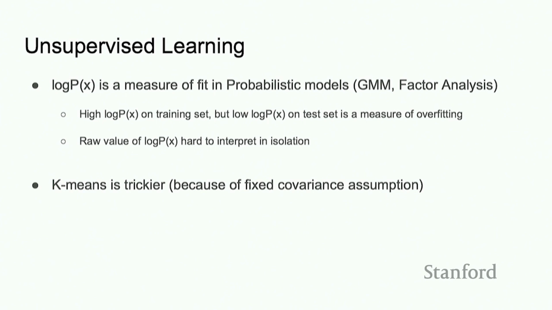However, k-means is a little tricky. K-means does not have a good probabilistic interpretation, and it also uses fixed covariances. So with k-means, it's a little harder to measure whether it is underfit or overfit. However, with Gaussian mixture models, or probabilistic models in general, it works pretty well.